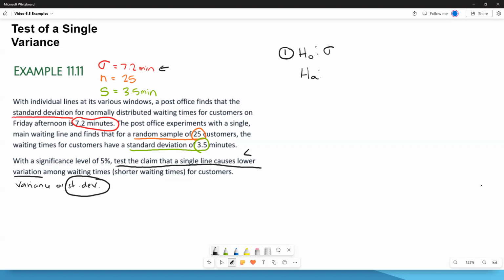So our claim or assumption is that the population standard deviation for window wait time is 7.2 minutes. And then our alternative, we know it's going to be standard deviation not equal to 7.2. And we discovered in the statement of the problem that it's lower, so less than. And we're testing the claim that the single line causes lower variation. So this is the claim that we're testing. Based on our sample data, does that single line result in a standard deviation that's less than 7.2?